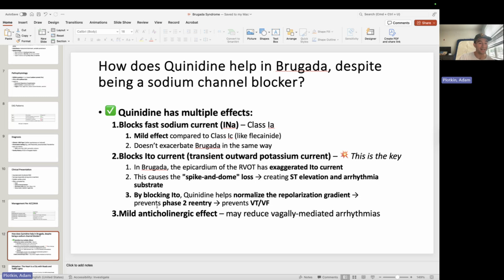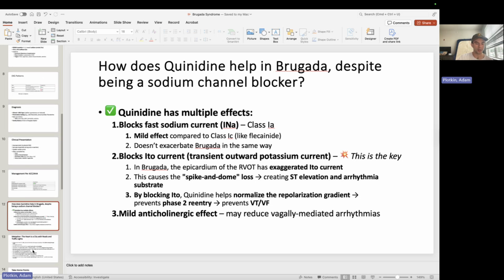By blocking that Ito current, quinidine helps to normalize the repolarization gradient, and it prevents that phase 2 reentry, which prevents VTach and VFib. It also has a mild anticholinergic effect, which may reduce vagally mediated arrhythmias.